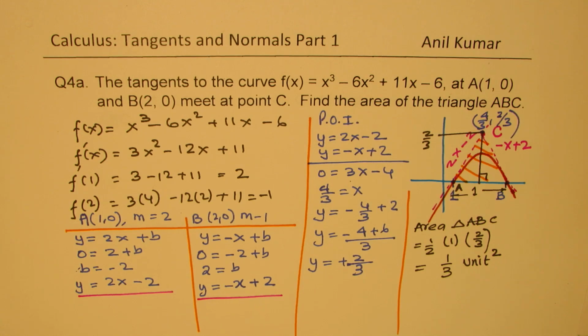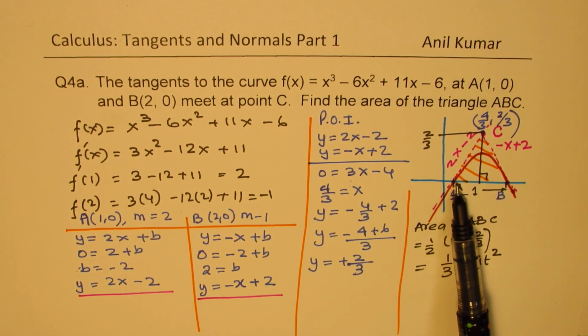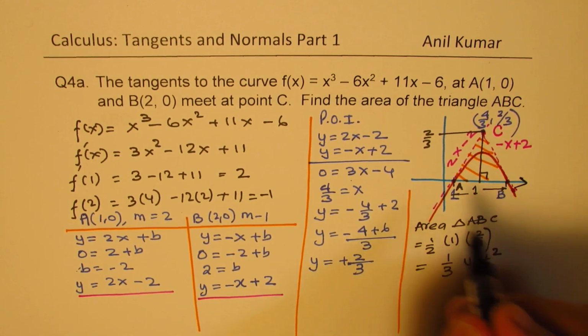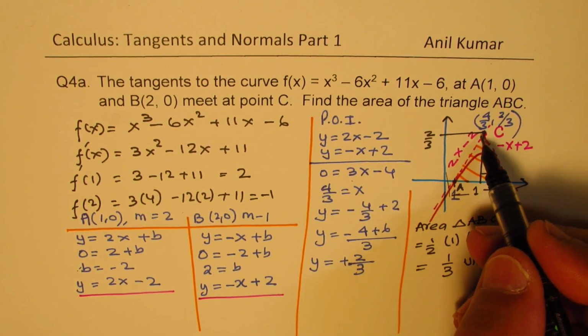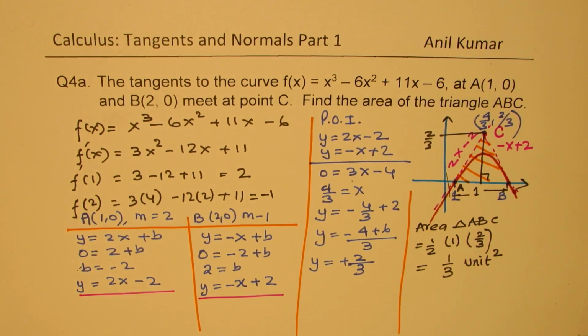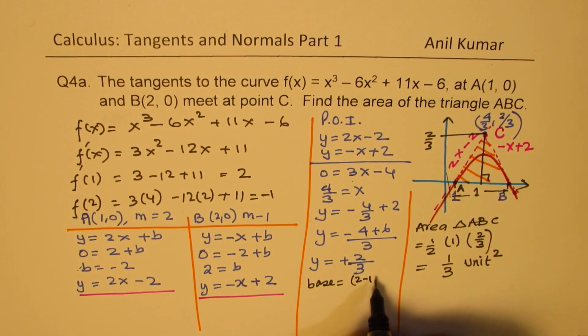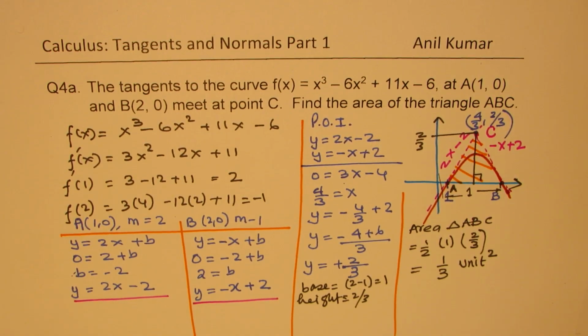Is that clear to you, right? So that is how we are going to find the area of the triangle. Now this was simple since we had the x-axis with us, right? Whenever it is along the x and y axis, it becomes simpler because the vertex gives you the height directly, right? So in this triangle, we know the base equals 2 minus 1, which is 1, and the height is the y value, which is 2 over 3 units. Is that clear to you? So we found it. So I hope you understand all these steps.